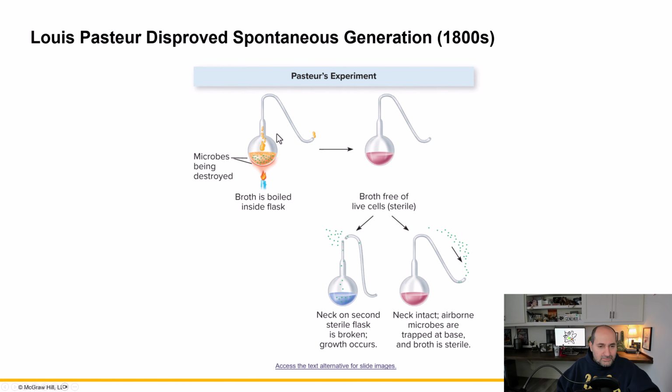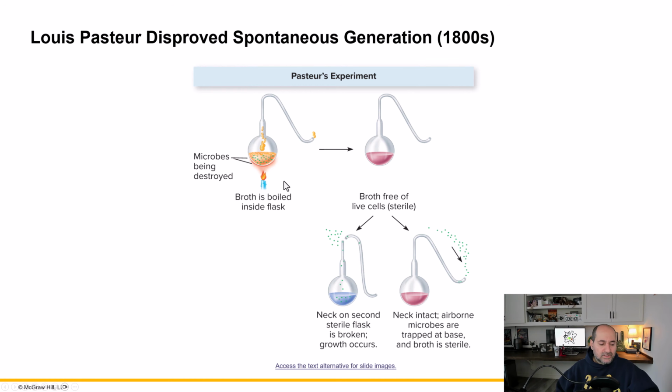So it was known back in the 1800s that broth would go bad, right? Think of chicken broth or beef broth, right? If you make beef broth and leave it out, what happens? It goes bad, right? It becomes rancid. So what people thought at the time was that the broth goes bad because organisms spontaneously form in the broth, right? And the reason they thought this was because even if you boiled the broth, if you leave it out, well, then it would go bad on its own, right?